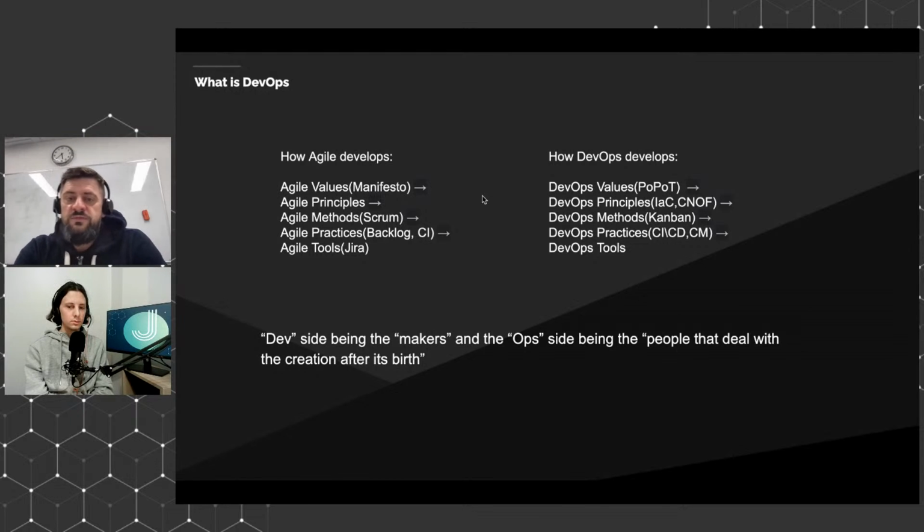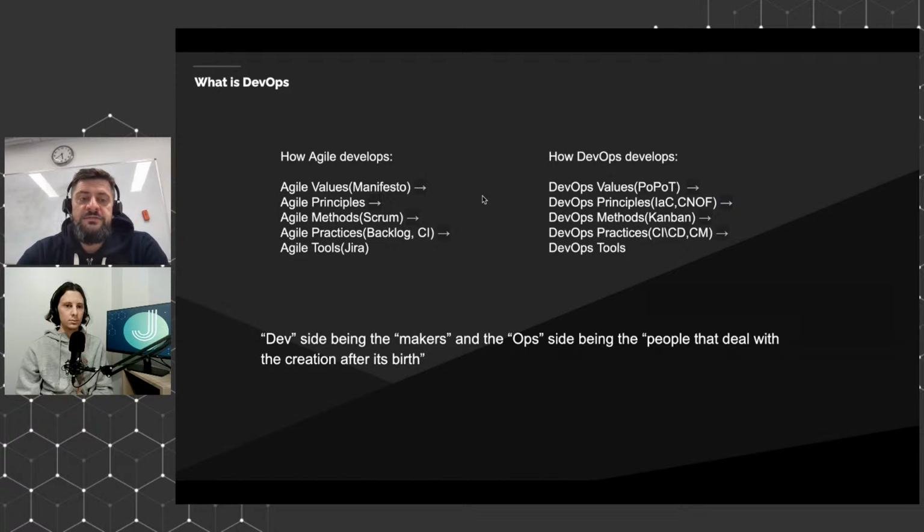For example, in DevOps, we have a principle like infrastructure as code. It means that we would like to have repeatable infrastructure, and it should be written in code, and nothing should be changed or done by hand. Going down, we have some methods: in Agile, we have Scrum and Kanban, and in DevOps, we have Kanban. These methods help us to work. As for practices, in Agile we have backlog and continuous integration, and the same for DevOps.